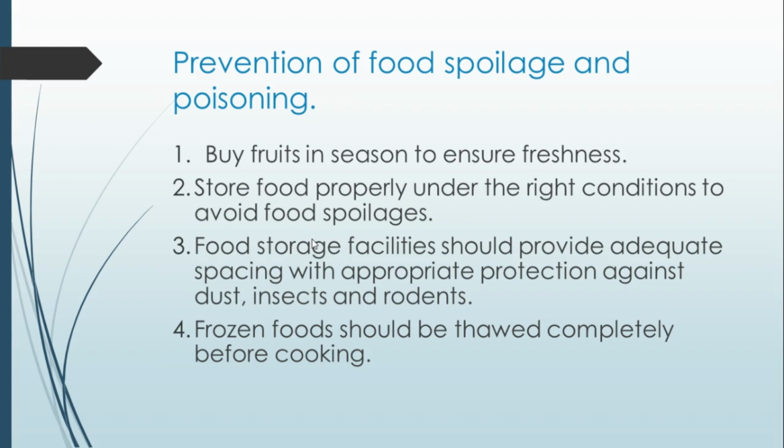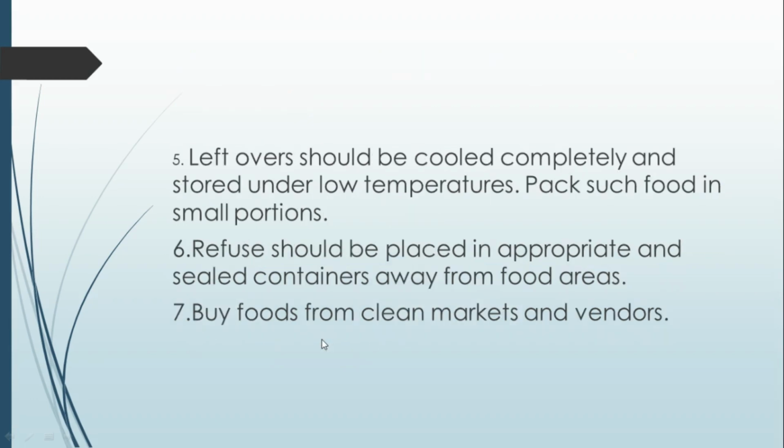Now, how do we prevent food poisoning? We can prevent food poisoning by buying fruits in season to ensure they are fresh, and storing food properly in the right containers to avoid food spoilage. Food storage should provide adequate spacing with protection against dust, insects, and rodents. That is a continuation of how we prevent food poisoning.